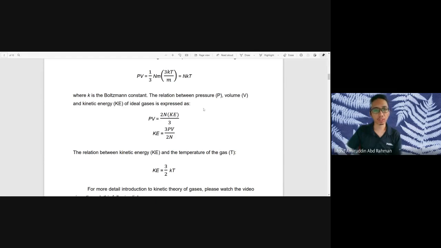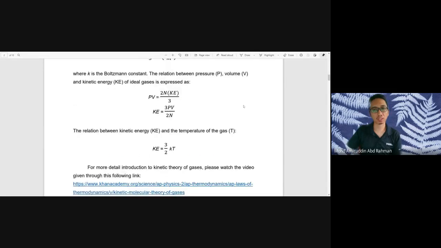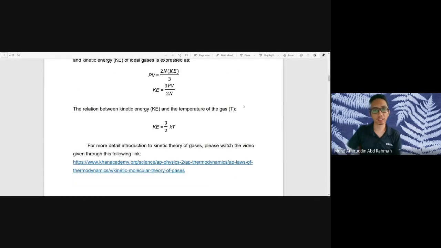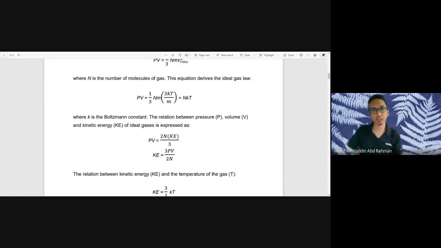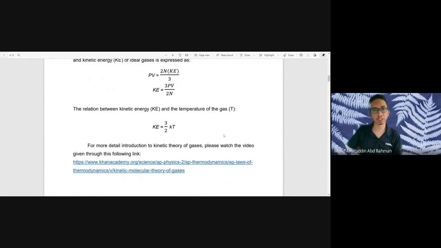So the relation between the kinetic energy and the temperature of the gas is KE equals 3 over 2 kT. Actually you use PV over N, so you take PV over N over here, and you obtain kT, which is the Boltzmann constant times the temperature.